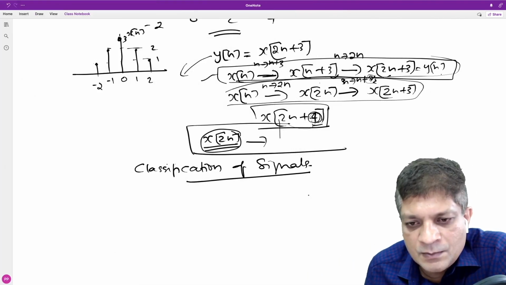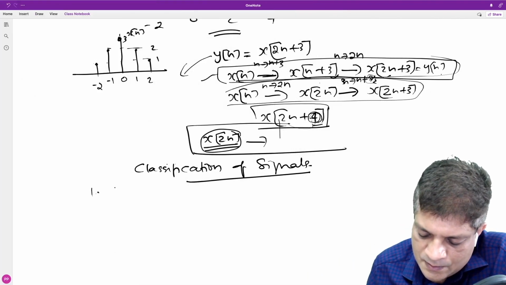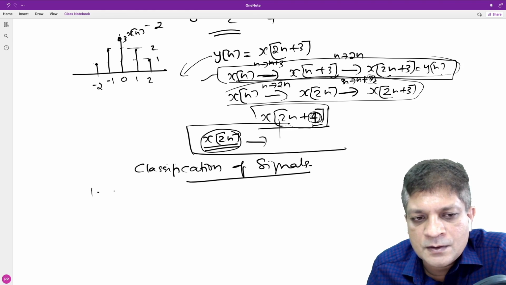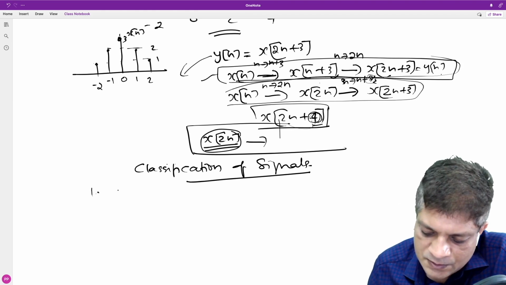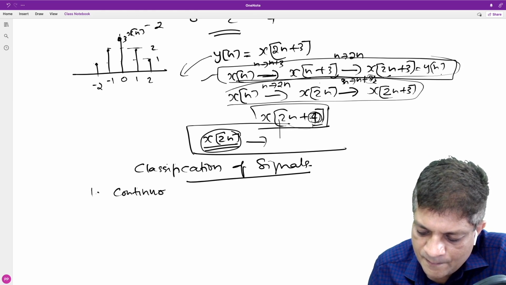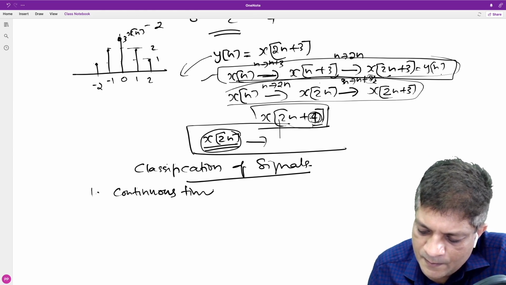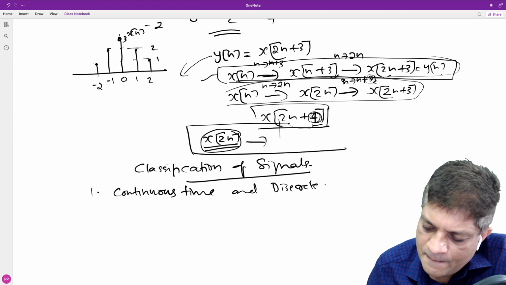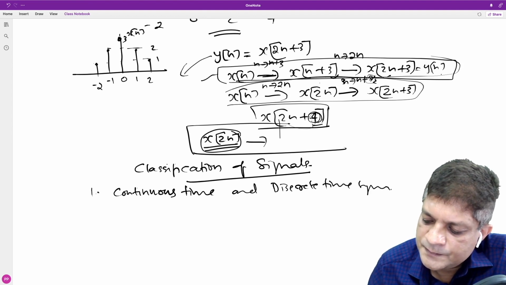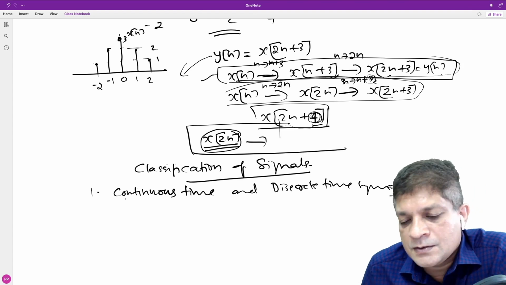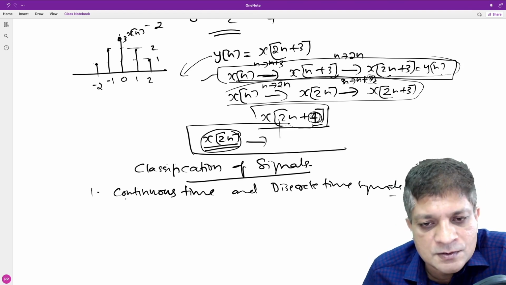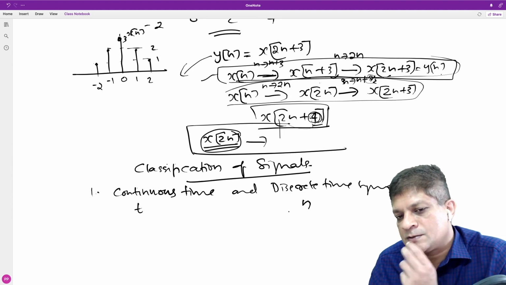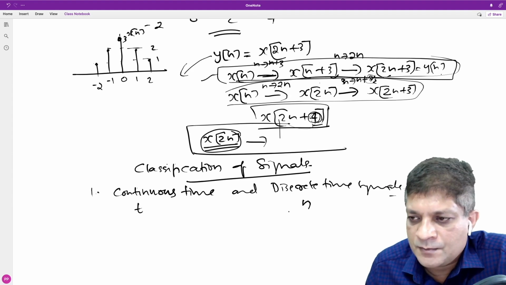The first classification we have already discussed, that is the classification of signals based on the independent variable, that is the domain of the function: continuous time and discrete time signals. Continuous time means the independent variable is a continuous variable. Here we consider t, and this is a discrete variable. That is the first classification based on the independent variable of that function.